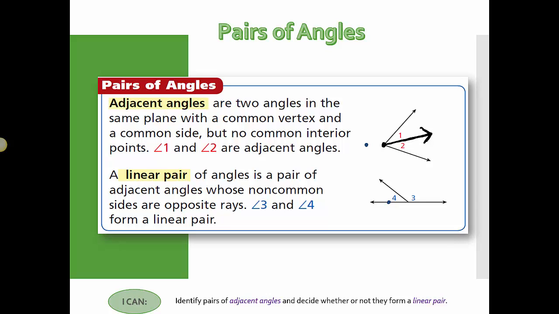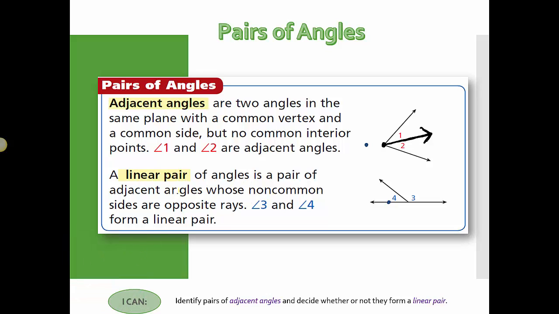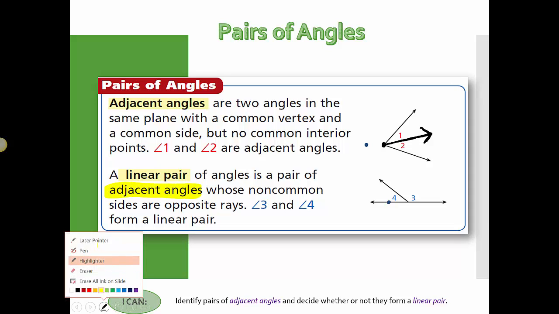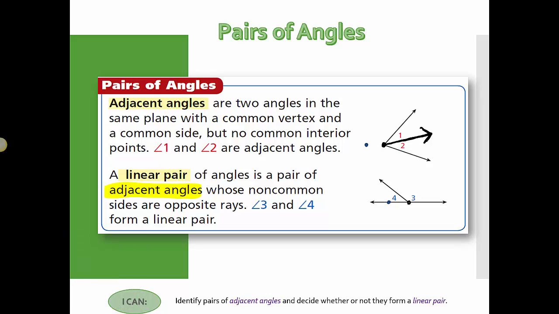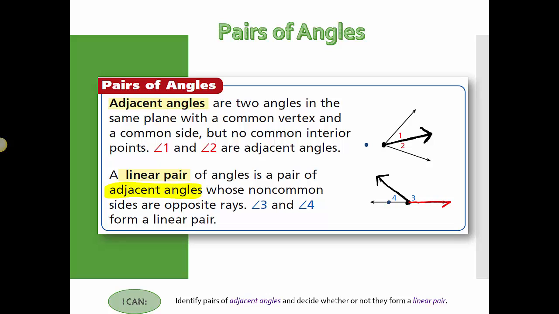A linear pair of angles is a pair of adjacent angles whose non-common sides are opposite rays. So, again, one of the defining characteristics of a linear pair is that they are first adjacent. So we look here at these angles and we ask ourselves, are they adjacent? They have a common vertex. They have a common side. They have no common interiors, so yes, they are adjacent. And then we ask ourselves, do the other sides that are not common form opposite rays? So we got this here, we got this here, and they form opposite rays, so angles 3 and 4 are what we call a linear pair.